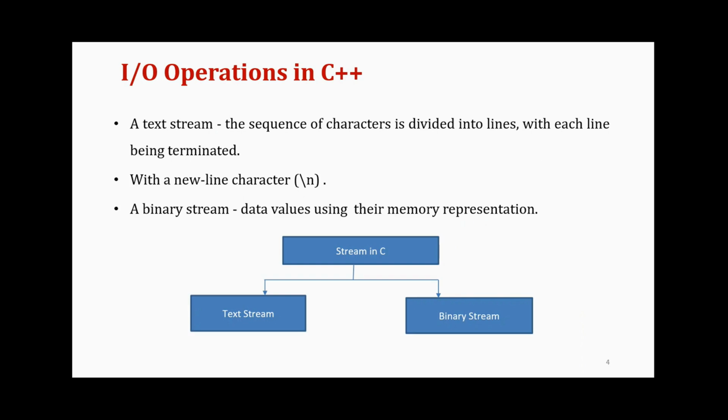Here we have two types of stream: the text stream and the binary stream. A text stream is a sequence of characters divided into lines, with each line being terminated by the \n. So a sequence of characters can be sent as a line of characters; that is the text stream. In a binary stream, the data values, ones and zeros, are sent as streams using their memory representation. So text stream is characters, binary stream is ones and zeros.